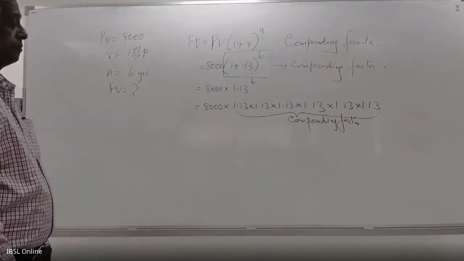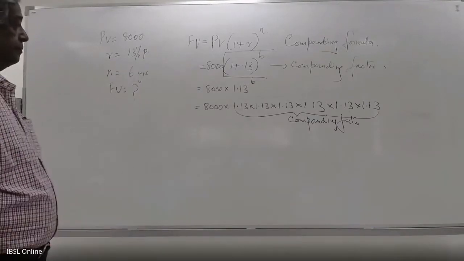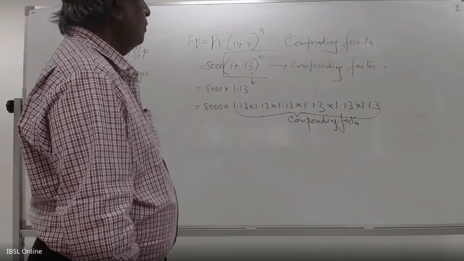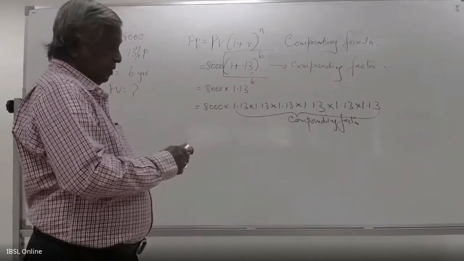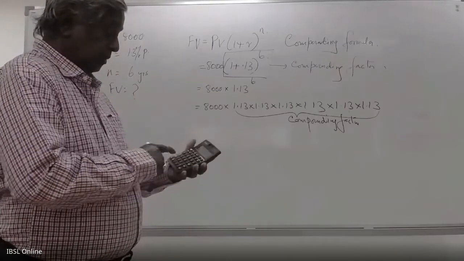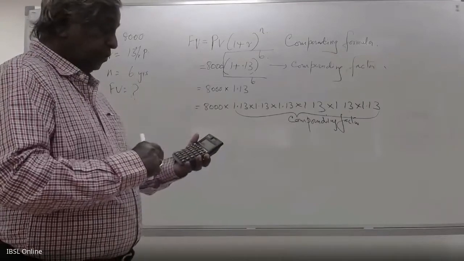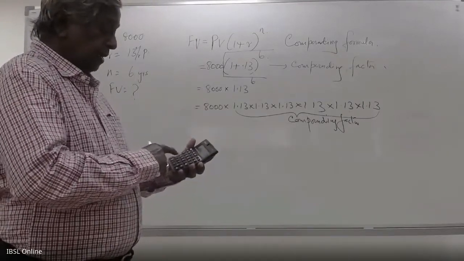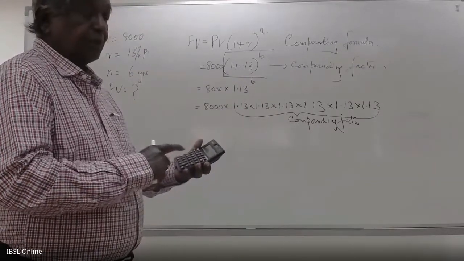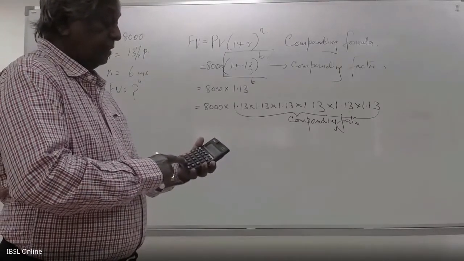At the 6th year, at an interest rate of 13%, the compounding factor is 1.13 into 1.13, 1, 2, 3, 4, 5, 6, 6 years. So take the calculator, clear? 1.13, 1 year, one time, into 1.13, 2 times, equal sign 2 times. So go up to 6 times: 2, 3, 4, 5, 6.